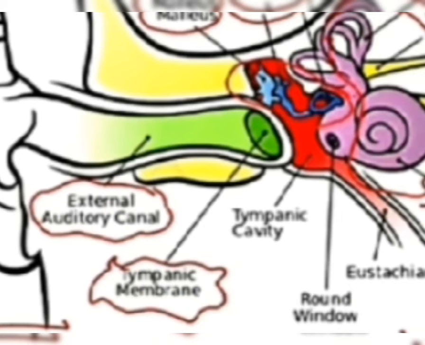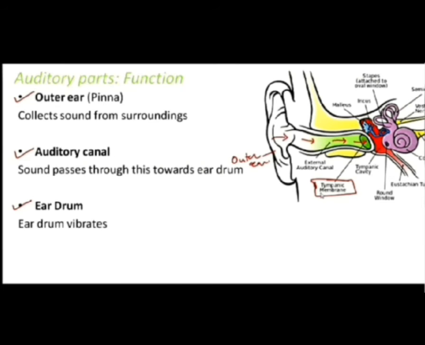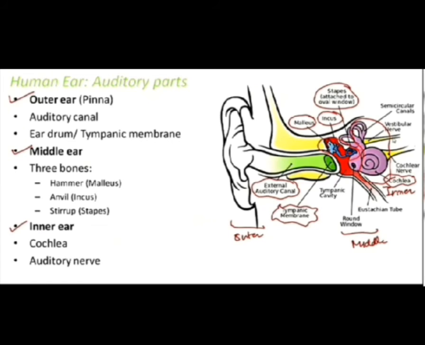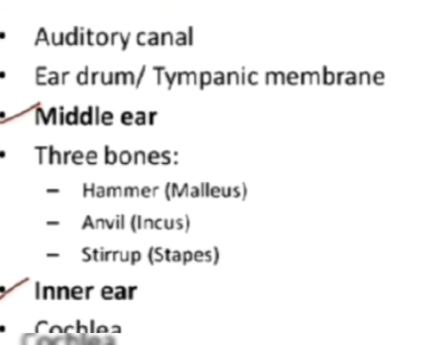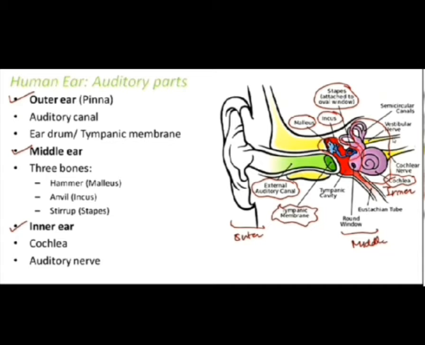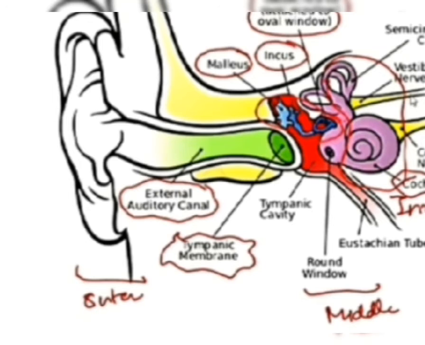This green color structure with some membrane-like is called the eardrum or tympanic membrane. Now beyond this membrane starts the middle ear, the red color structure. So what's present in the middle ear? This middle ear consists of three bones: hammer, anvil, and stirrup, or you can say malleus, incus, and stapes. These are the names of these three bones. So middle ear is bony in nature. And then if we go deeper inside, we reach the inner ear, the purple colored structure. In inner ear, we have a coil-like structure called cochlea. Beyond that, we have the auditory nerves.